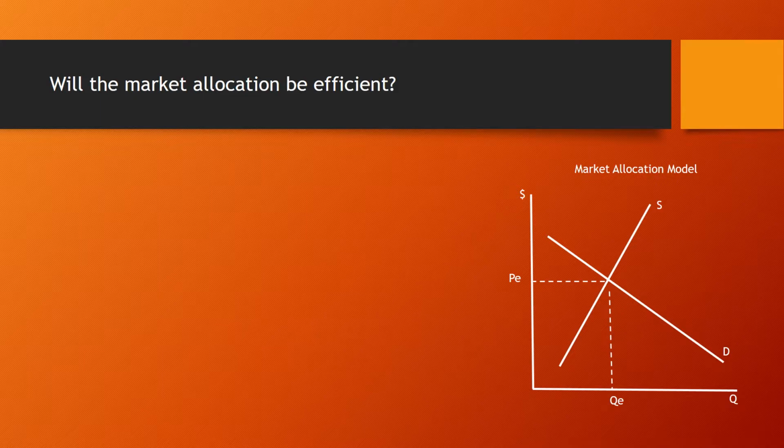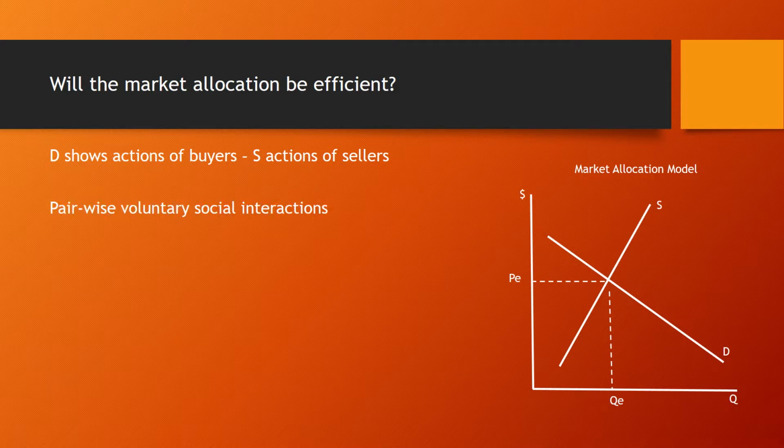Now we come to the key question for this lecture. Will the market allocation be efficient? We have two market allocations to consider. First, the allocation which results with a perfectly competitive market, and second, the allocation associated with a monopoly market. Here we have a picture of our perfectly competitive market allocation. The demand curve shows the quantity buyers will want to purchase at each price. The supply curve shows the quantity the sellers will want to sell at each price.